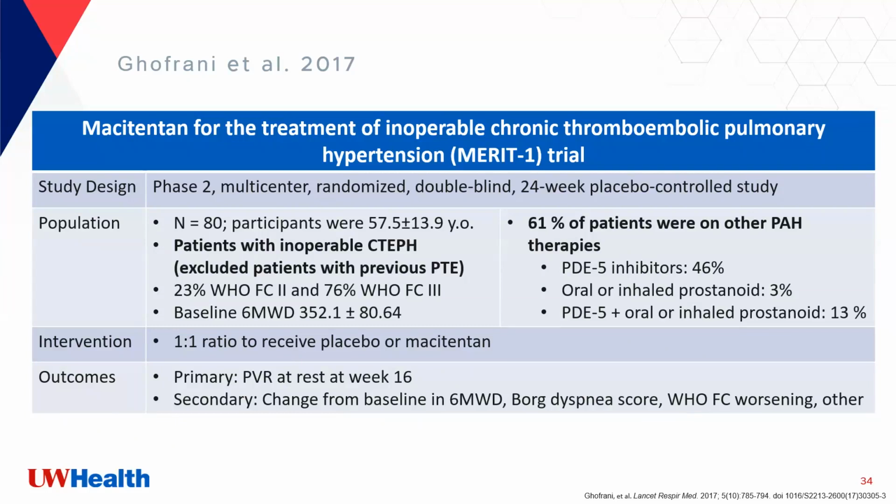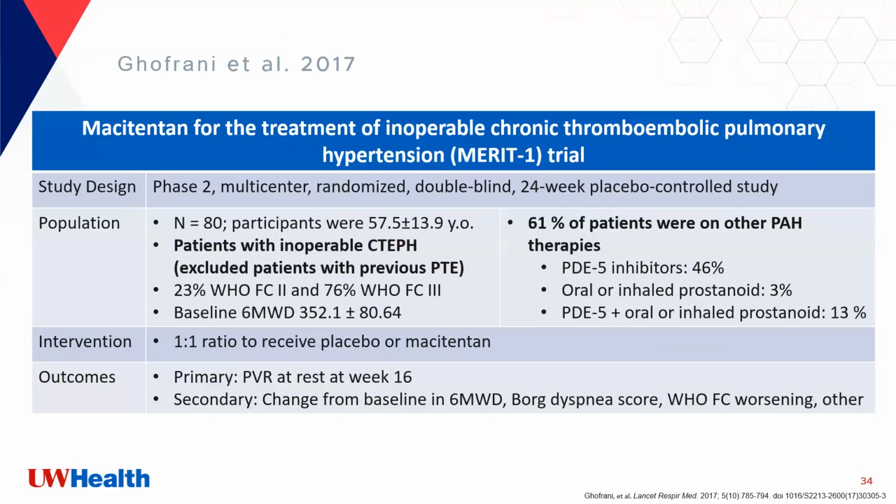So 46% of patients were on a baseline PDE5 inhibitor. They also had 3% of patients who had oral or inhaled prostanoid therapy, and 13% of patients who had combination therapy as well. So this was a 1-to-1 ratio for patients to receive placebo or macitentan.